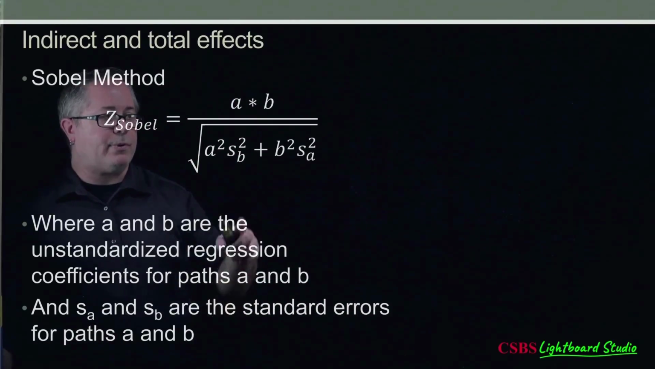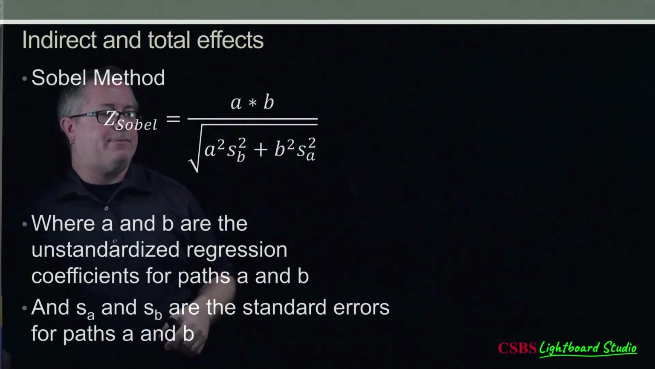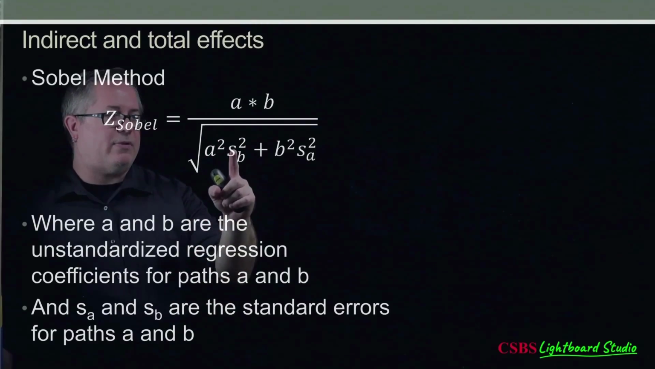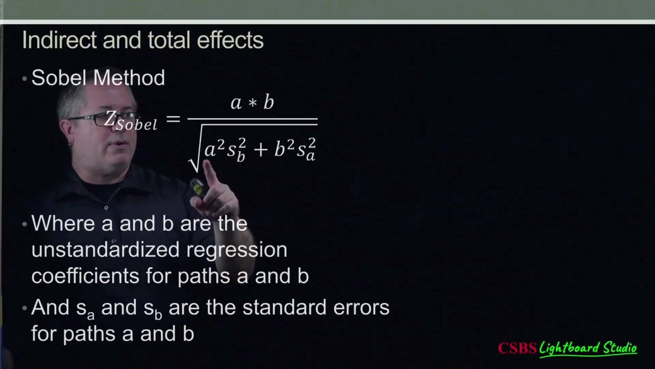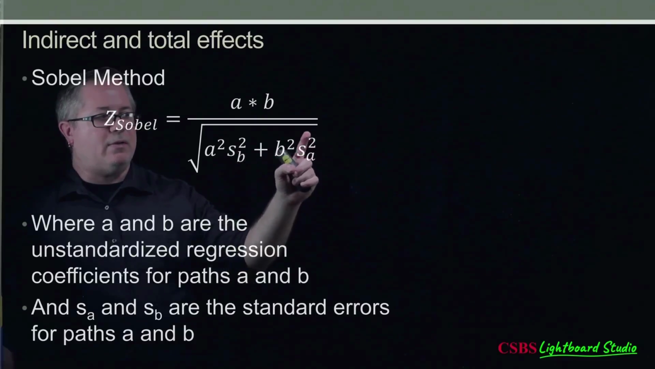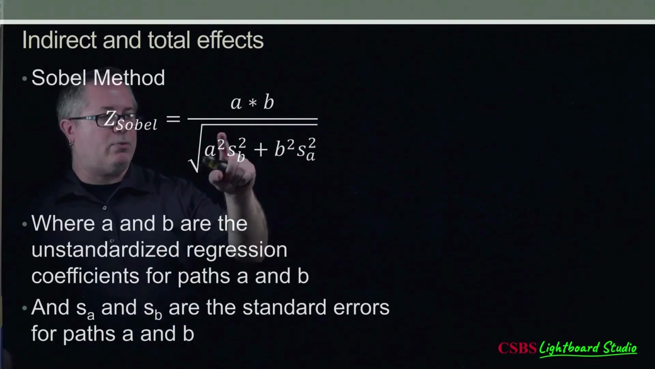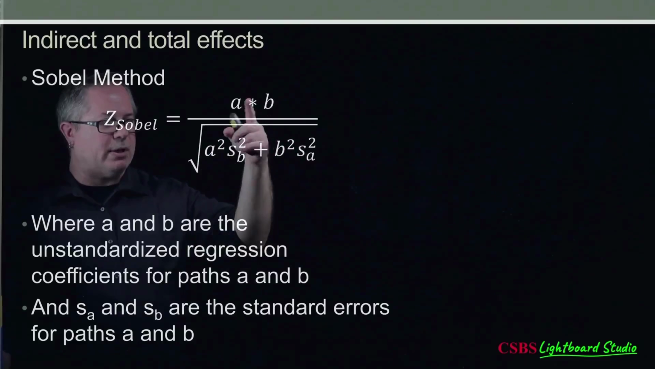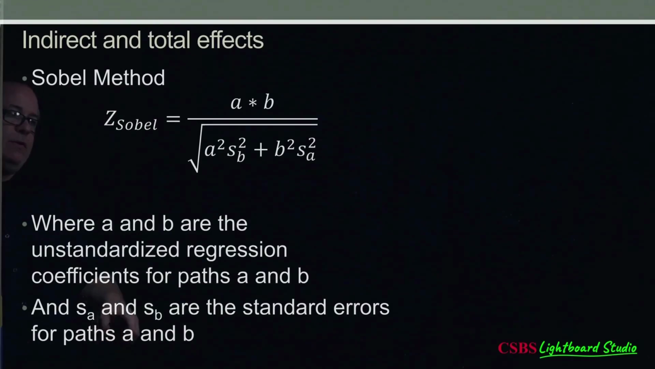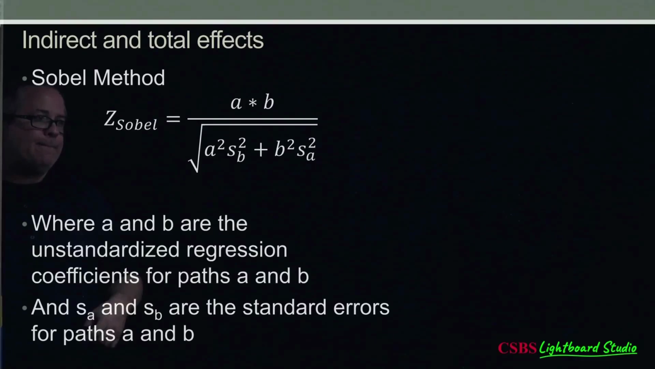Let's take the two paths that go through the indirect effect. To get the standard error, it's each path squared times the opposite path's standard error squared. So A squared times the standard error of B squared, plus B squared times the standard error of A squared. This gives you an overall variance for the path. Take the square root of that, change it back to a standard error, and then you can test A times B for significance. This is using the unstandardized coefficients, not the standardized ones. We talked about that before.